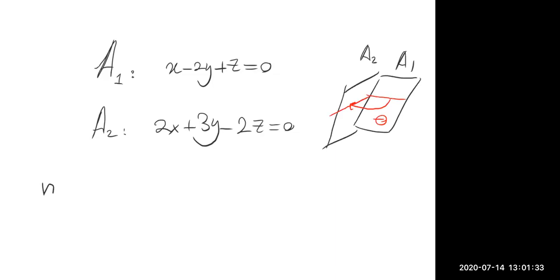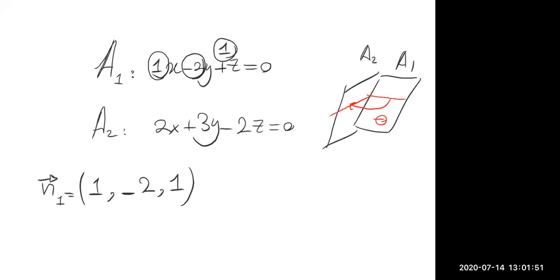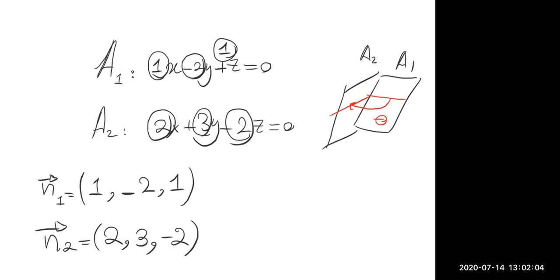As I said, you should look at the normal vectors. What is the normal vector of A1? We should look at the coefficients. There is 1, minus 2, 1. Coefficient of x is 1. Coefficient of y is minus 2. Coefficient of z is 1. Let's look at A2. What are the coefficients of A2? Coefficient of x is 2. Coefficient of y is 3, coefficient of z is minus 2. So the angle between A1 and A2 is the same as the angle between N1 and N2.